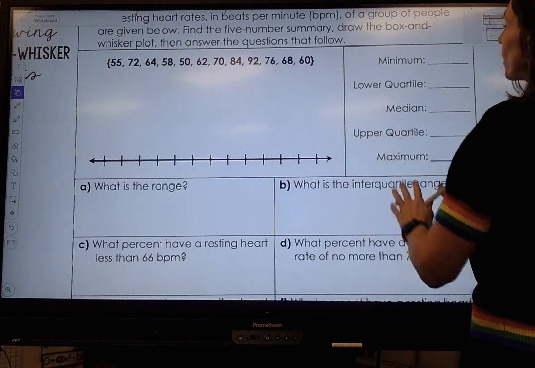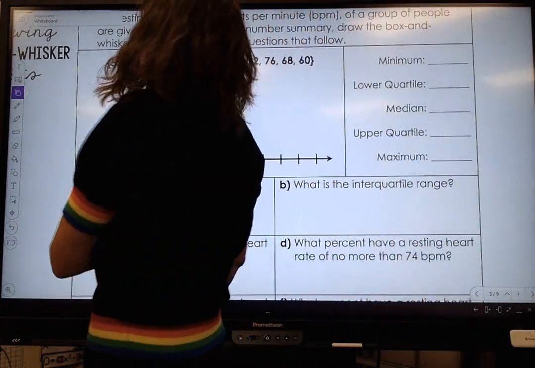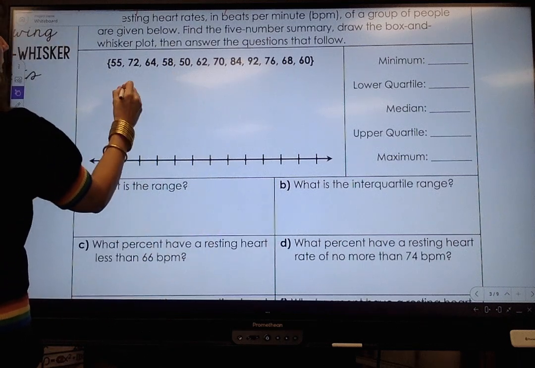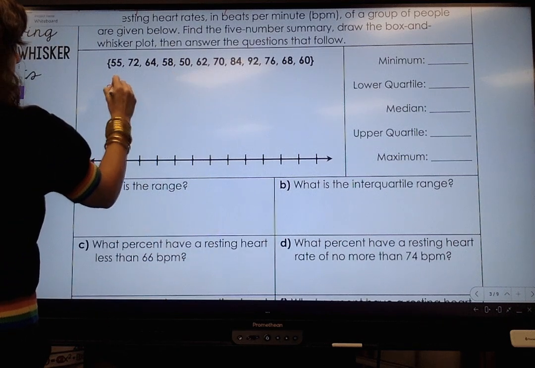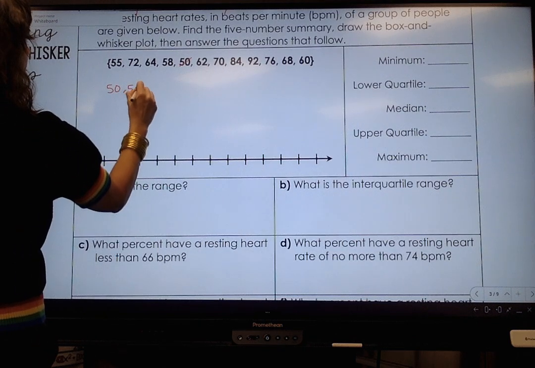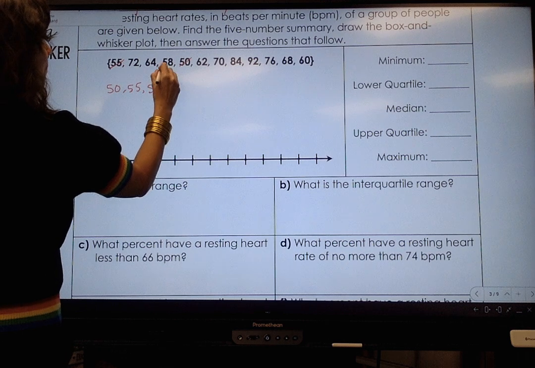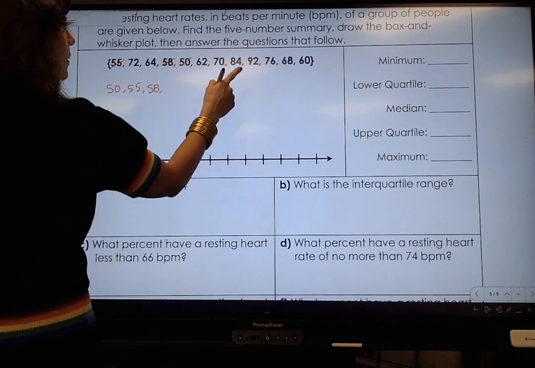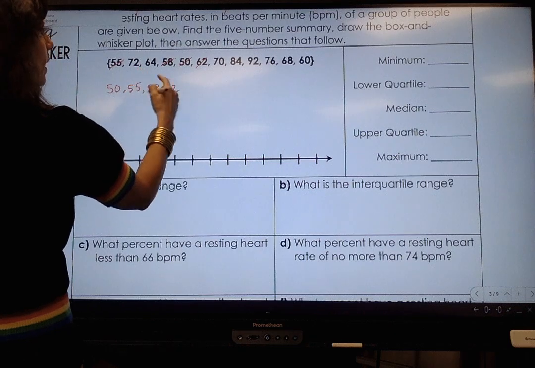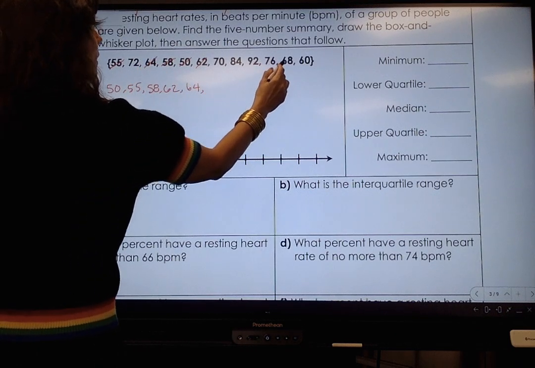The first part, because we're dealing with median, is we have to number our data from least to greatest. That's probably the hardest part, ordering that data from least to greatest, making sure you don't miss a plot. So I have a 50, a 55, a 58. When I start with 60s, I have a 62, a 64, a 68.